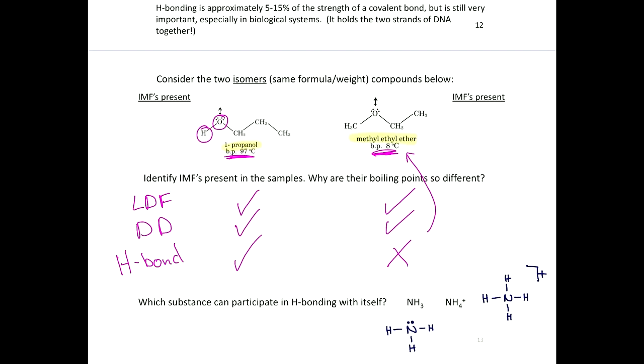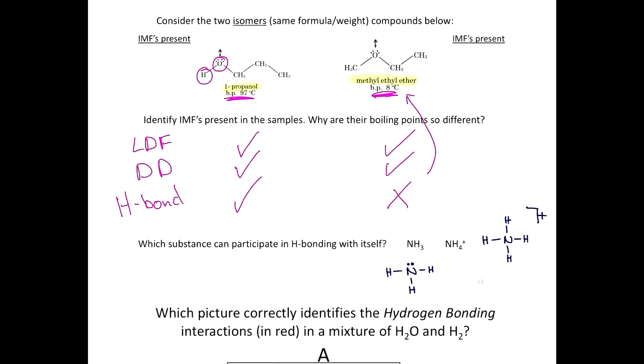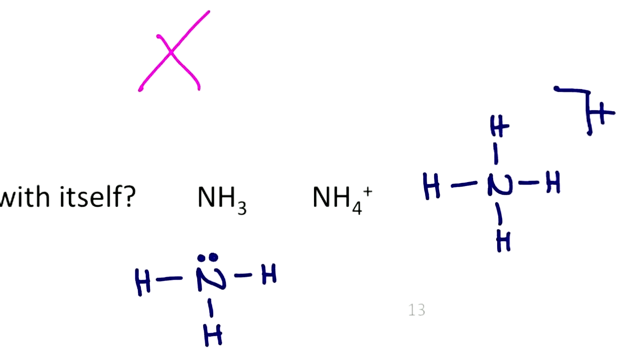Okay, so let's look at one more. Which of these substances can participate in hydrogen bonding with itself? So I have ammonia and ammonium, and I already drew the Lewis structures for you. I drew all the lone pairs, right? So remember the criteria for hydrogen bonding. It's a hydrogen bonded to oxygen, nitrogen, or fluorine.